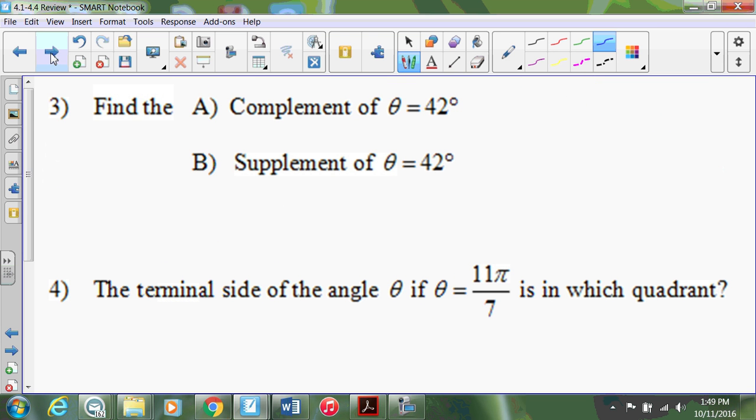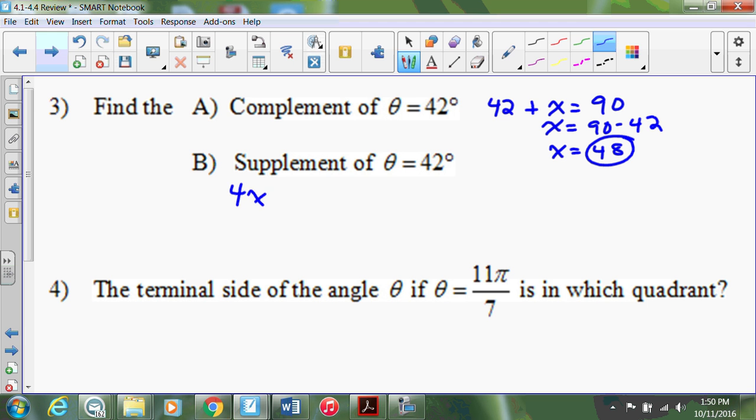Number three, find the complement when theta is equal to 42. So complementary angles add up to 90. One way to do it is like what we did in class, to say that 42 plus another angle equals 90. And then we'll go ahead and subtract 42 from both sides. And we'll get, what, 48? Does that sound good? Another way, a little bit shorter to do, is just to say 90 minus 42 is 48.